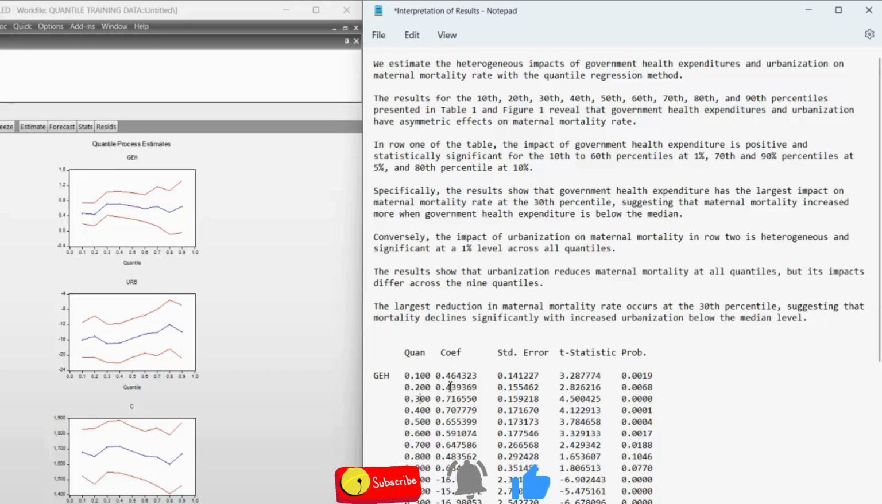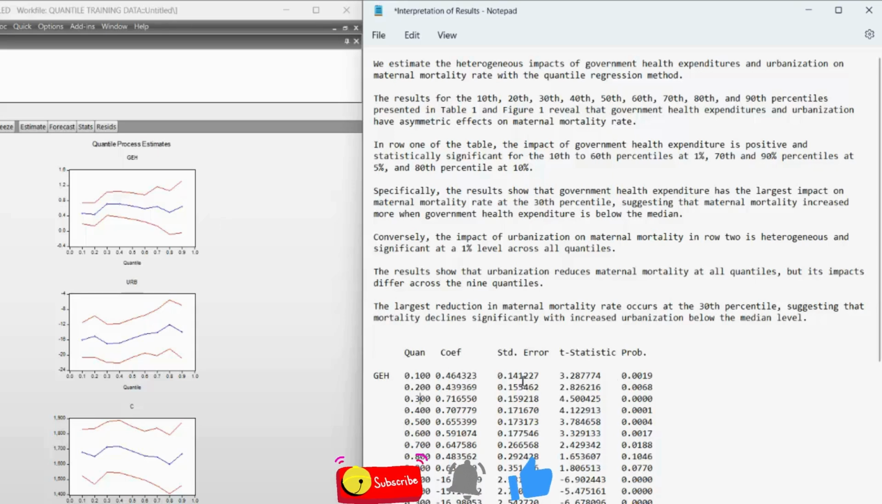So now what you need to take note of is whether this coefficient is increasing or decreasing. If you look at the first quantile, we have 0.464323, and the second quantile 0.439369. You can see it has decreased, then it's increased, decreased. So it is not stable, and that is what this particular blue line represents. This coefficient is what this line represents. The red lines here, those two lines stand for the confidence interval.